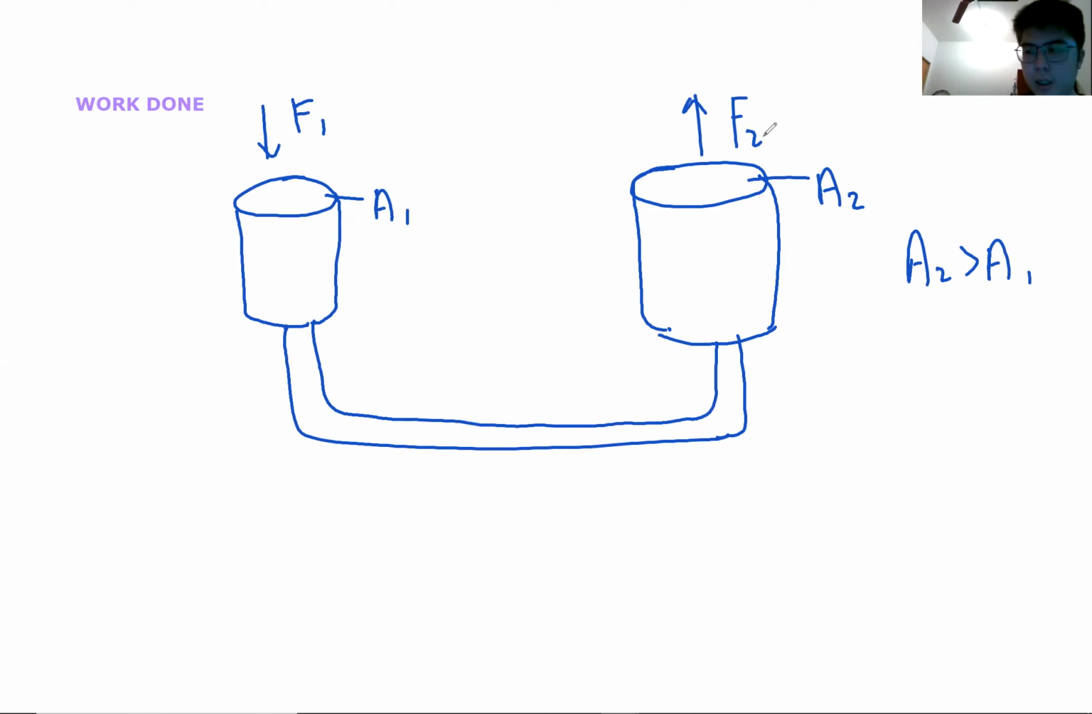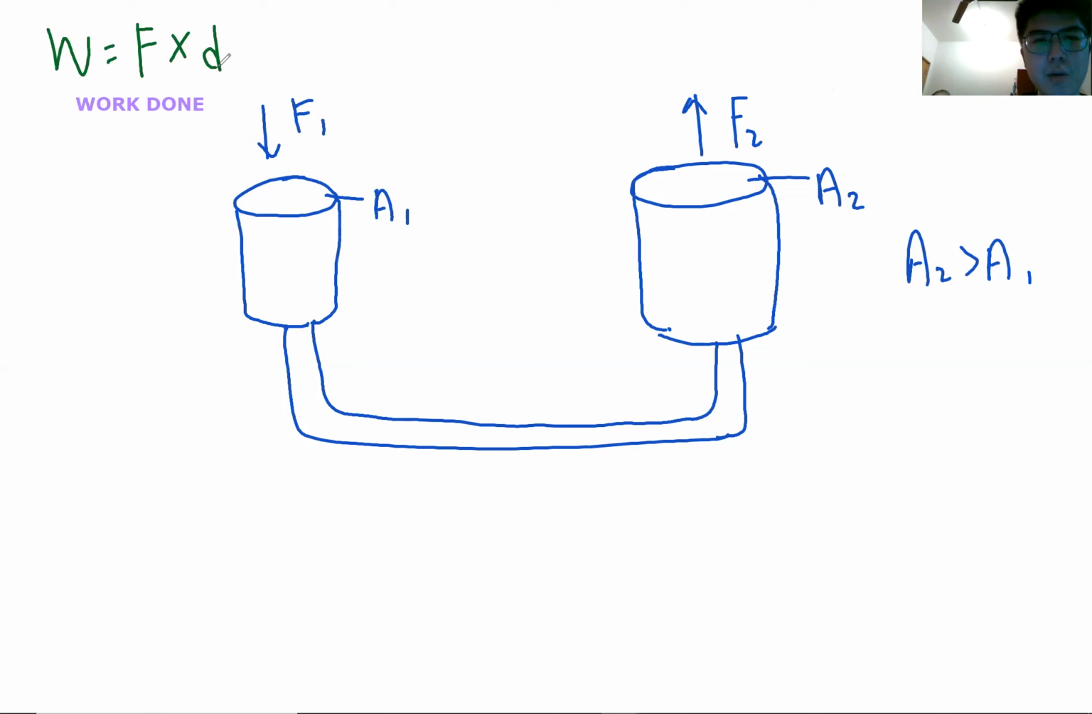Okay, work done, the formula is more. Work done W equals force times distance, W equals force times displacement or distance, that's the same thing, right? So the distance has to be in the same direction as the force. This is the criteria for work to be done.